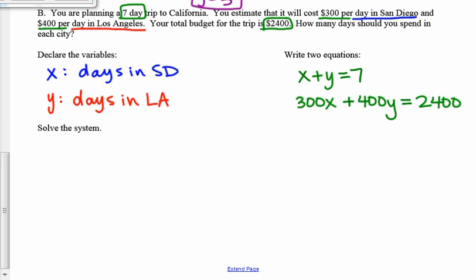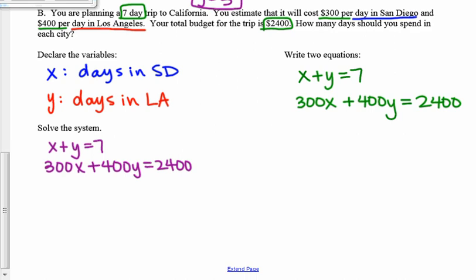I'm going to rewrite my equations. I just like to do that. x plus y equals 7, and then 300x plus 400y equals 2,400. Okay, so I'm actually going to use elimination here just because I haven't used it yet and I know that I need to be comfortable with it in order to be successful on the assessments. So I'm going to go ahead and use elimination.